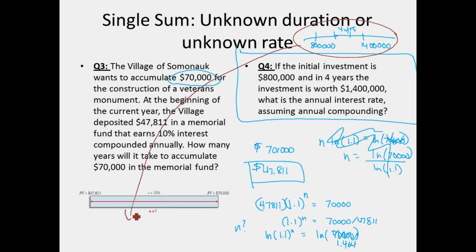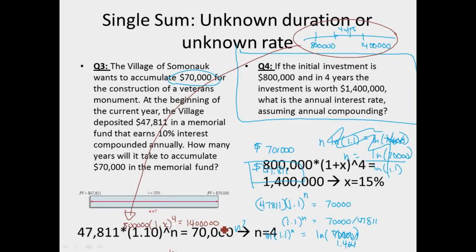I take 800,000 times 1 point something, I don't know what that something is, raised to the fourth, and I get 1,400,000. Now this is a little bit harder because you need to be able to take the fourth root with your calculator. If you don't have a fancy calculator, you need to use a table and interpolate again, and figure out what you need to get the right answer. But in any event, we've used one formula and solved four different kinds of problems.